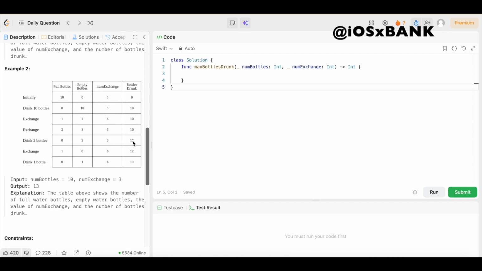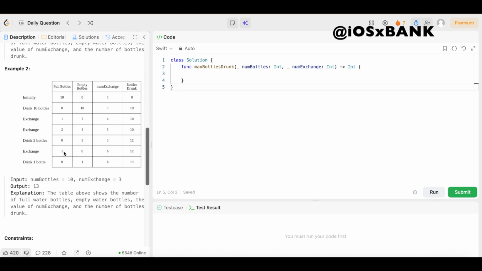And we still only drank 12 bottles. We were at 10. We drank these 2. So now we're at 12 bottles that we've drunk in total. Boom. And once again, we still have 5 empty bottles and num exchange at 5. So guess what we're going to do? We're going to exchange these 5 bottles in this exchange, and that's going to get us 1 full bottle.